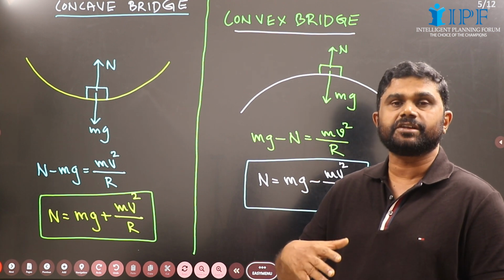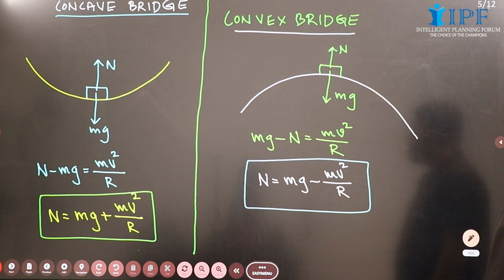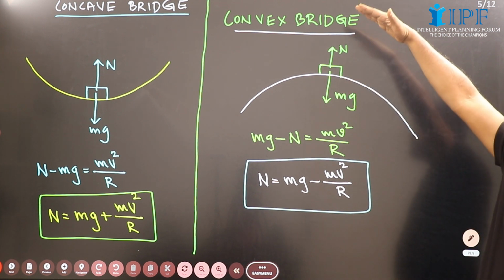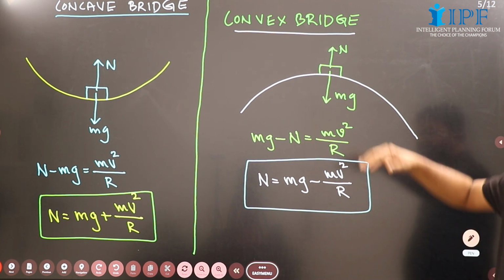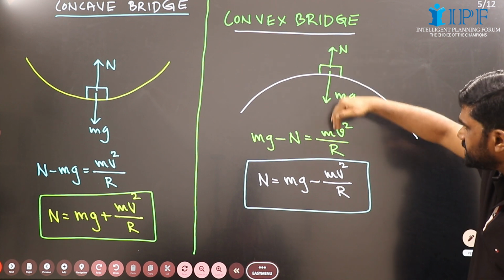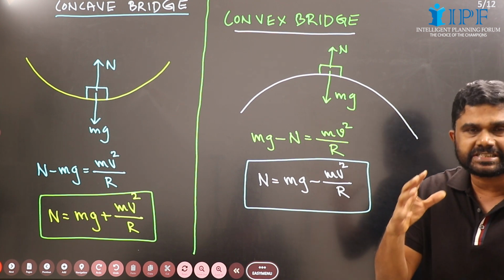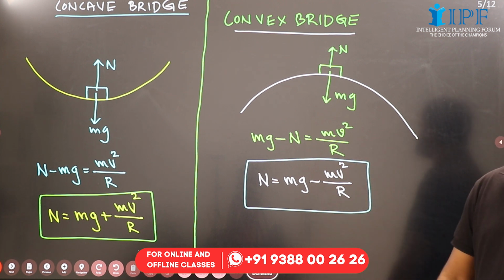Now if the bridge is convex instead of concave, like this, at the highest point, the radius is capital R. What are the forces acting on it? Normal reaction upwards and weight downwards. Now the resultant force must be towards the center. What is the resultant force towards the center? Force towards the center minus force away from the center, that is mg minus N. That provides the centripetal force mv square by R. So the normal reaction will be mg minus mv square by R.